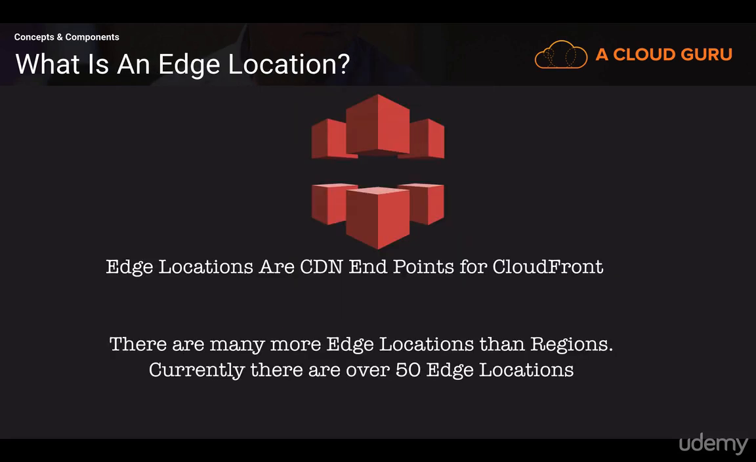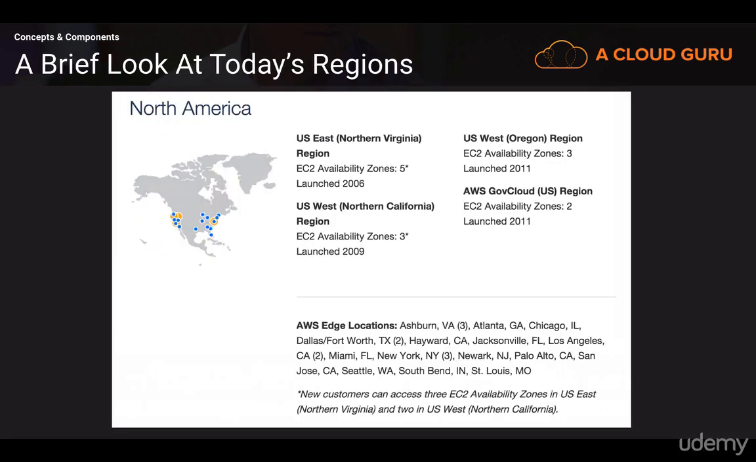Also, what's an edge location? Edge locations are CDN endpoints for CloudFront. CDN stands for Content Distribution Network, and CloudFront is Amazon's CDN service. We will cover this in a lot more detail in the S3 section of this course, and you'll actually go in and set up your own CloudFront CDN. There are many more edge locations than there are regions. Currently, there are over 50 edge locations spread throughout the world. An edge location is different to an availability zone or a region. It's literally just an endpoint for CloudFront, so do remember the differences.